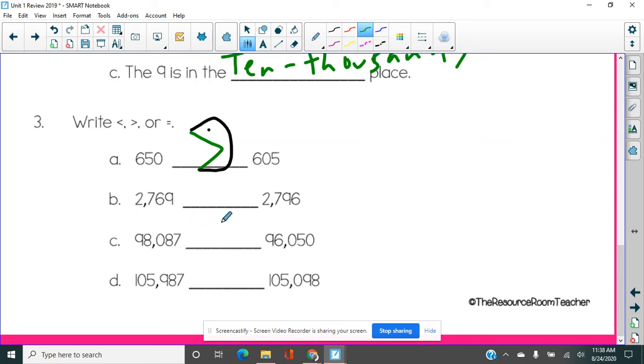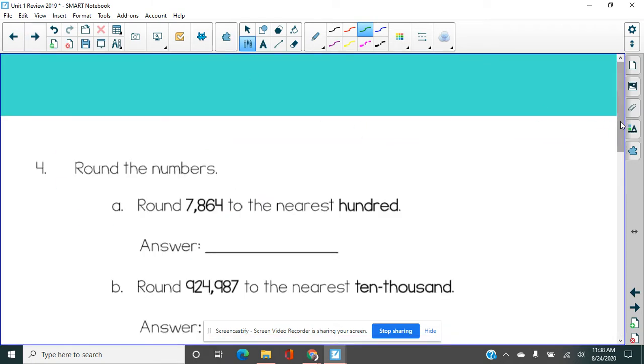All right, what do you think for B? Which one is bigger? The number that's bigger is 2,796. How about C? Let's look. 9 in the 10,000, same thing here. 8 in the thousand spot. So the number on the left here is larger. You do the last one. Which one is larger? You should have said 105,987 is larger.